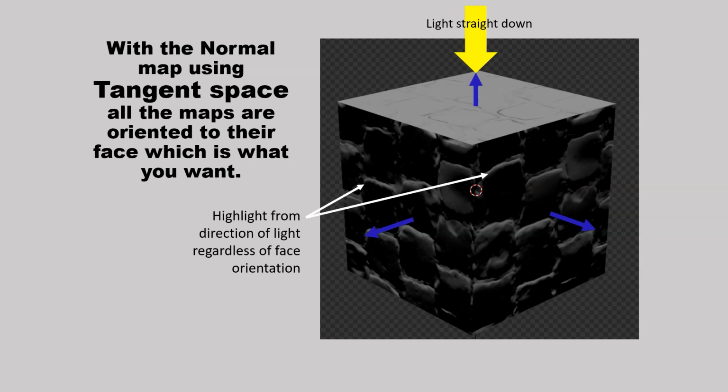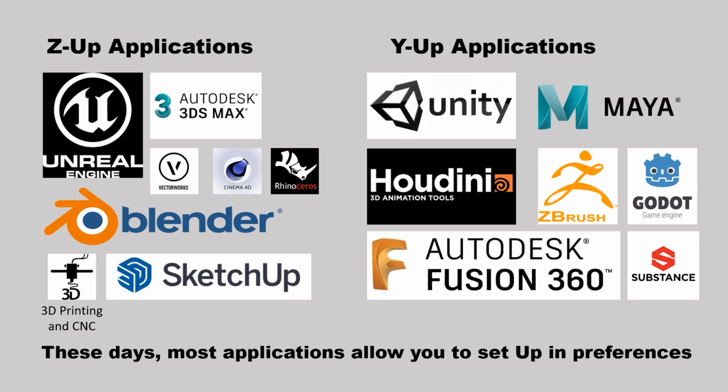The highlights on each of the 3 faces are pointing upward toward the light that's pointing straight down, regardless of which way the face is pointing. 99% of the time, this is what you want, and normal maps are in tangent space by default, so usually you don't have to worry about this. But if you start changing settings, weird things can happen.